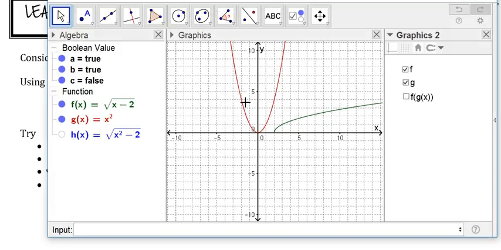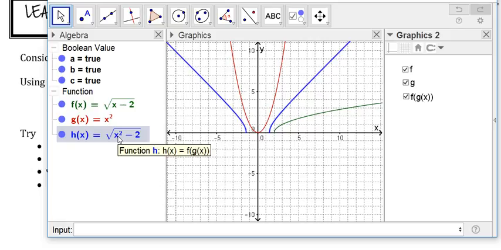So here's the graph of x squared. This will make sense in a minute why I have this. Here's the graph of the square root of x minus 2. Let's take a look at what the graph of x squared minus 2 looks like. This is called the composition function, which is a form of combination, combining functions. It's called the composition of functions because it has one function, x squared, inside another function, the square root of x minus 2. That's what makes it a composition of functions.